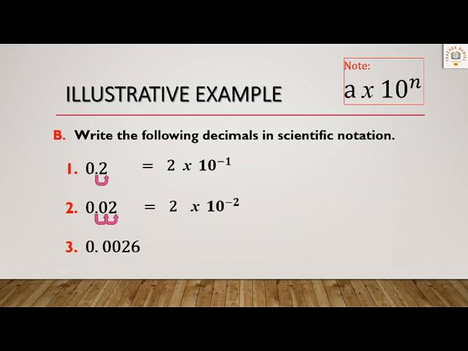We have 0.0026. So, move natin yung decimal point. Ilang beses? Very good. 3 beses papunta sa kanan. So, we have 1, 2, 3. So, our A is 2.6 times 10 raised to, very good, negative 3. So, our answer is 2.6 times 10 raised to negative 3. So, that's how we write decimal to scientific notation.